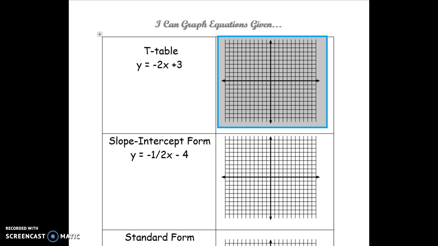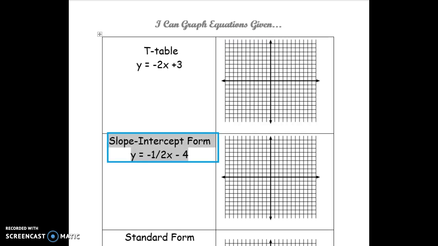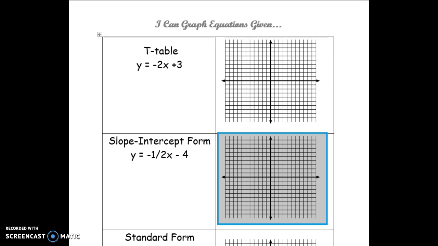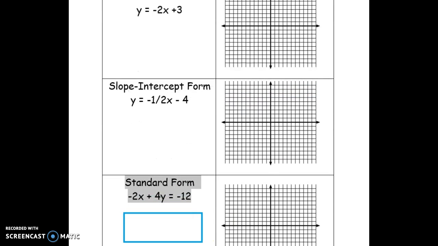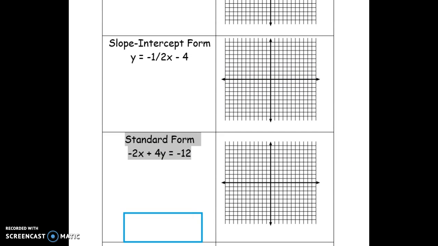Image. Slope-intercept form y equals -1/2x - 4 selected. Image. Standard form -2x plus 4y equals -12 selected.